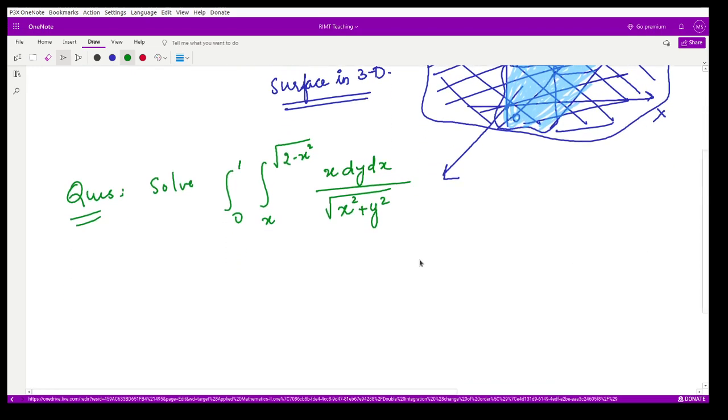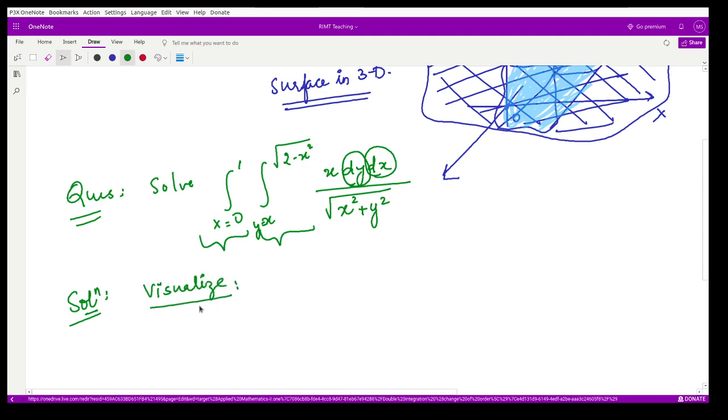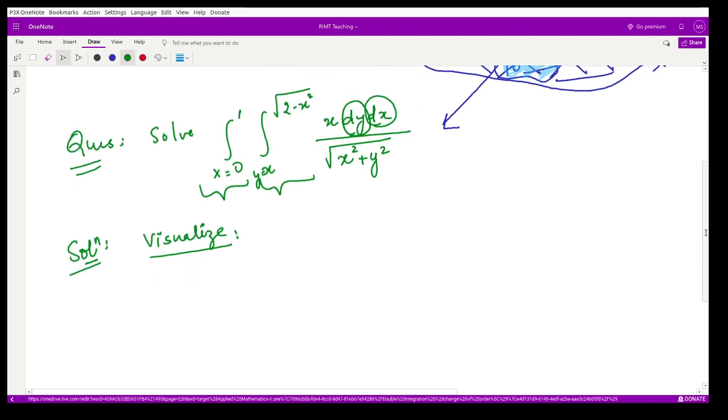Here you see we have variable limits in y and constant limits in x. So the first limits are of y, and the outer limits are of x. That means firstly you have to perform the integration with respect to y and then with respect to x. For that, the first step is to visualize the solution. So how can we visualize this?